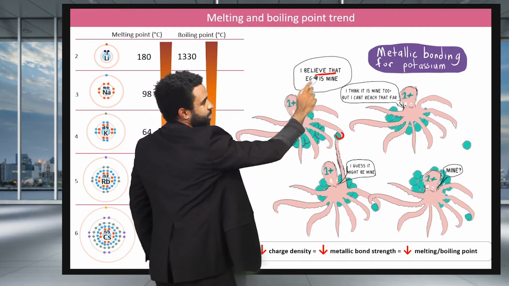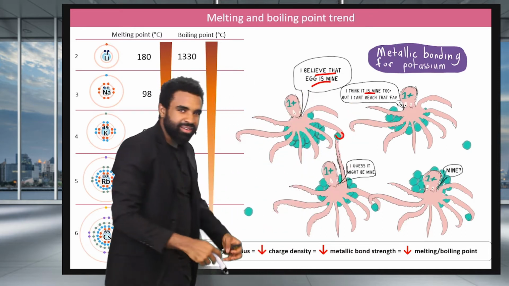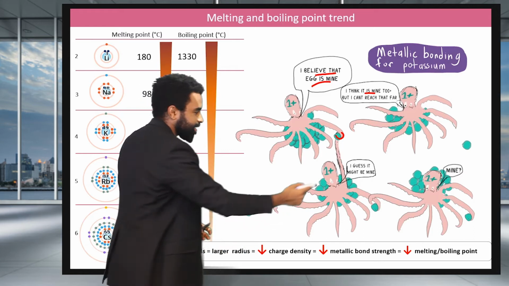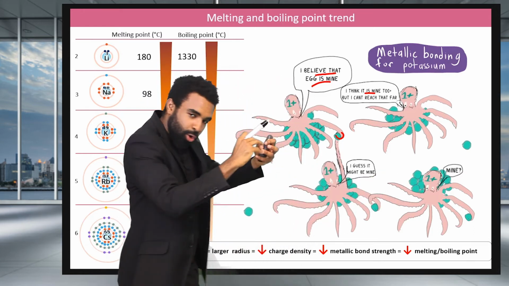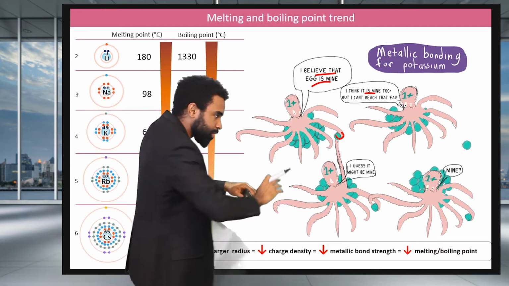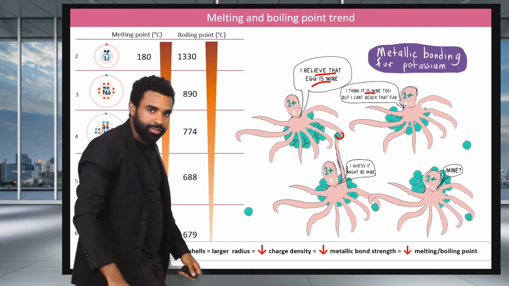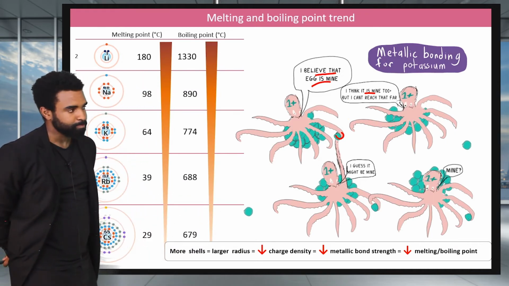So this guy says, oh, I believe that egg is mine. And he says, I think it's mine too, but I can't really reach that far. And he says, oh, I guess it might be mine. And he's like, is it mine? So they're not holding on to it too tightly. And therefore, if you add any decent amount of temperature, then these atoms will break apart and you end up with a liquid or a gas.